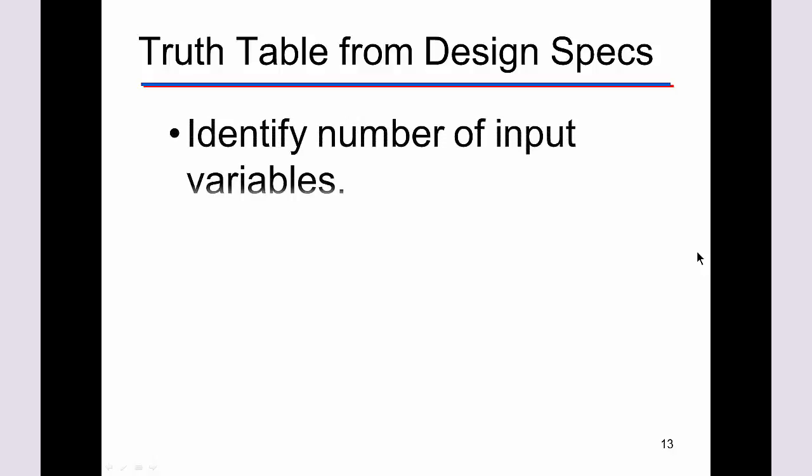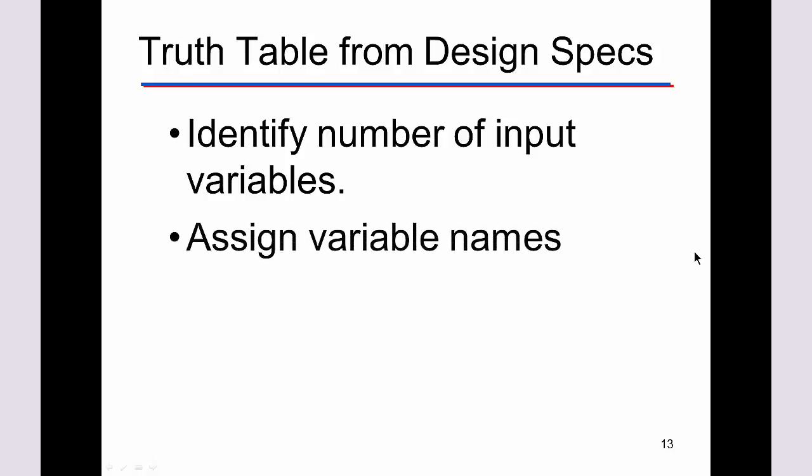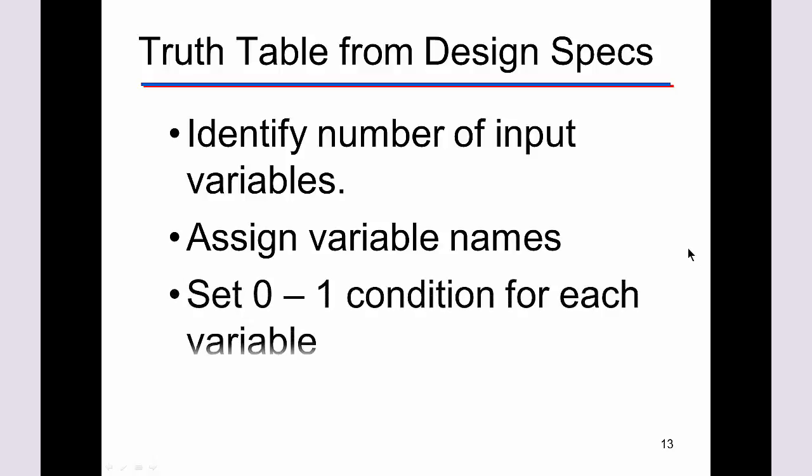Okay, now let's talk about our third possibility, making a truth table from design specs or from a real-world problem. You do that by, first of all, identifying the number of input variables. How many inputs are there that control the final output or outputs? Then you assign each of those inputs a unique variable name. You set the 0, 1 condition for each variable. In other words, you determine what a digital 0 and a digital 1 mean in your real-world condition. Finally, you want to create your truth table.